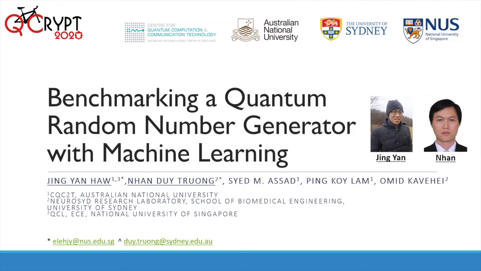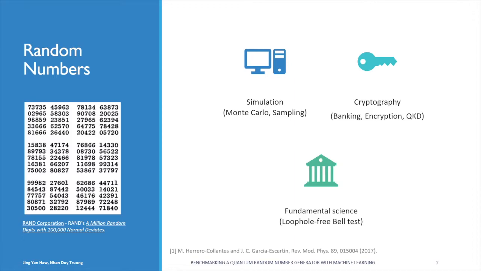It's my privilege today to share with you our recent work, benchmarking a quantum random number generator with machine learning. This work is done with my ANU colleagues, Assad and Pinkoi, and with ML experts from the Uni of Sydney, Nhan and Omid. Let's start by asking the question of why do we need random numbers?